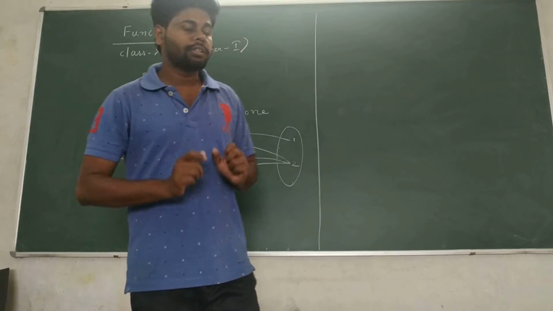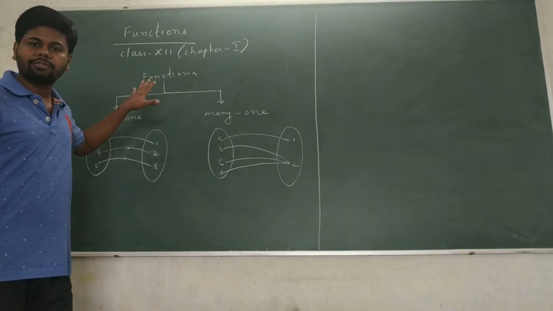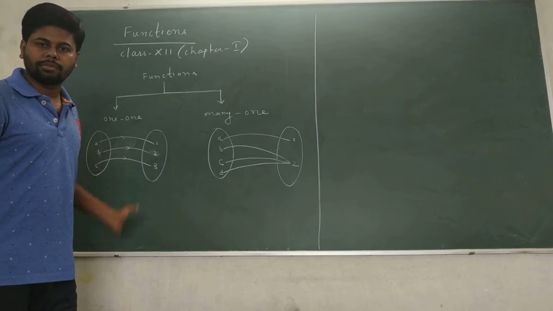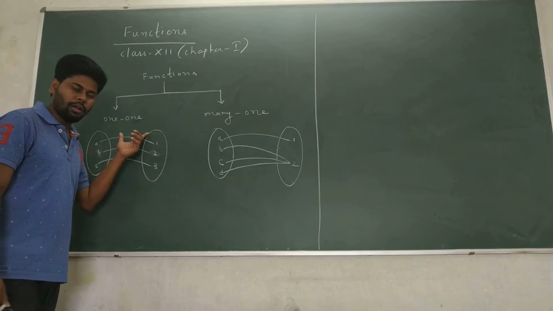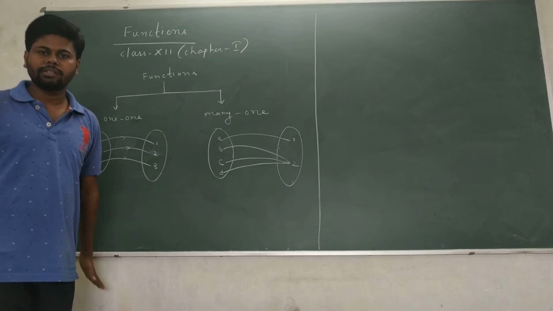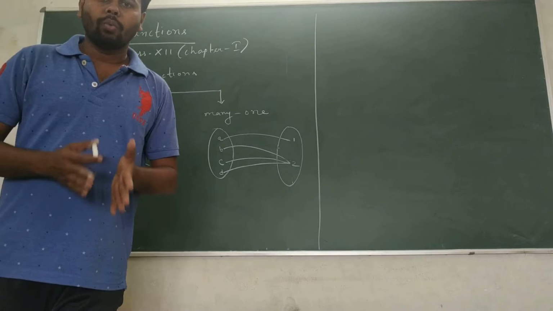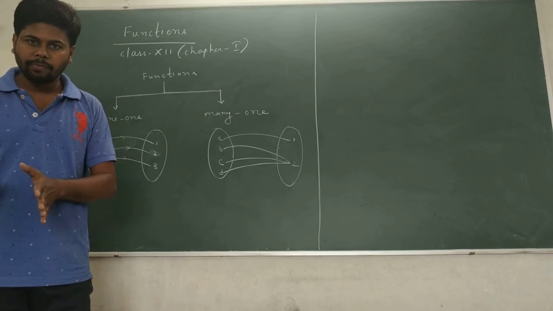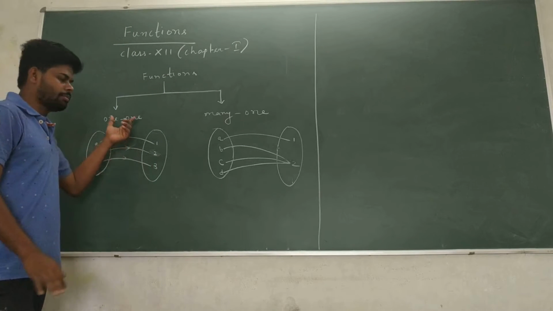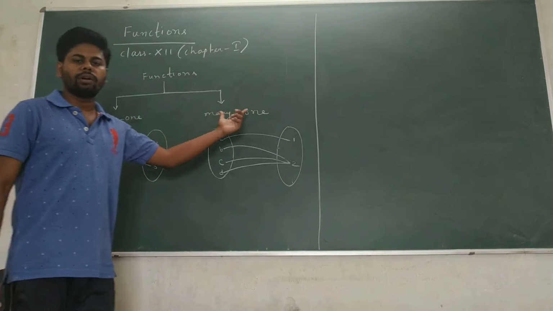First, as in class 11 we have studied, functions can be of two types: one-one and many-one. One more option is there, which is one-many. One-many are actually relations. When we talk about functions, functions can be one-one functions and many-one functions.